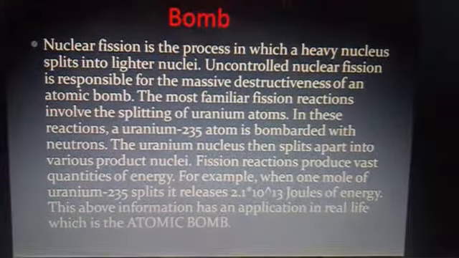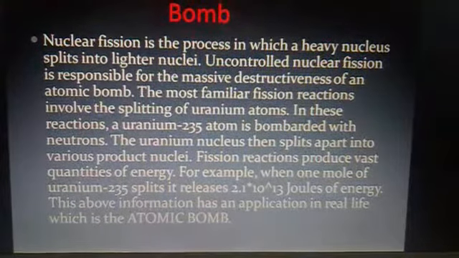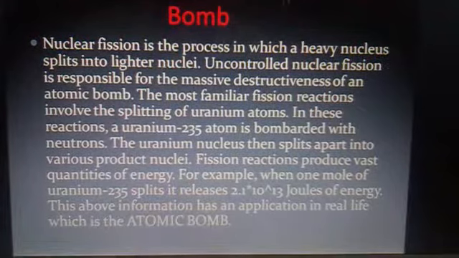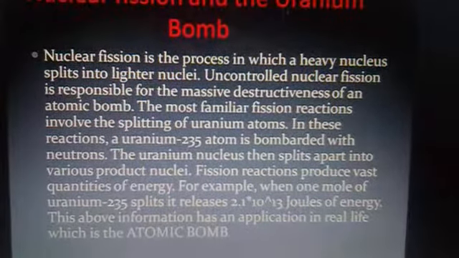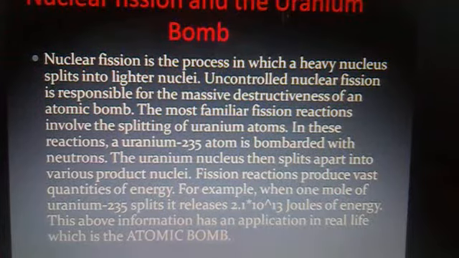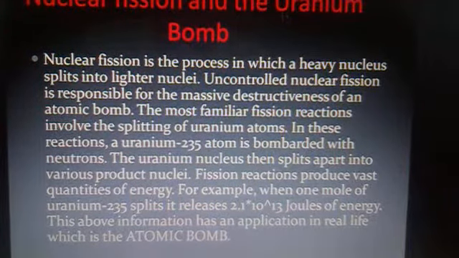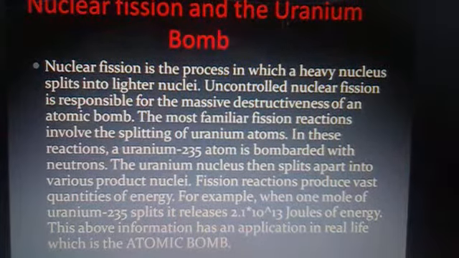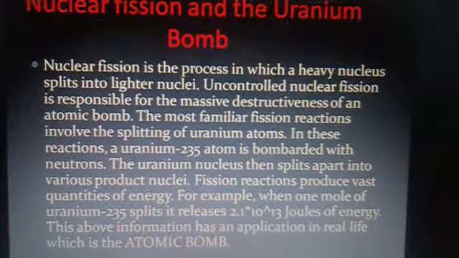Nuclear fission is the process in which a heavy nucleus splits into lighter nuclei. Uncontrolled nuclear fission is responsible for the massive destructiveness of an atomic bomb. The most familiar fission reactions involve the splitting of uranium atoms. In these reactions, a uranium-235 atom is bombarded with neutrons. The uranium nucleus then splits apart into various product nuclei.